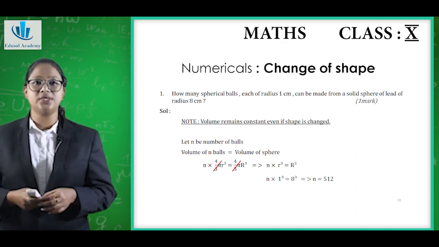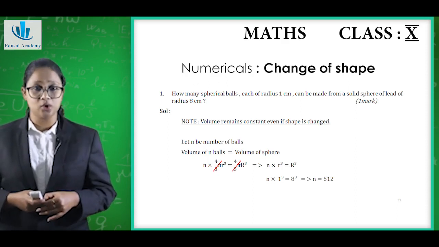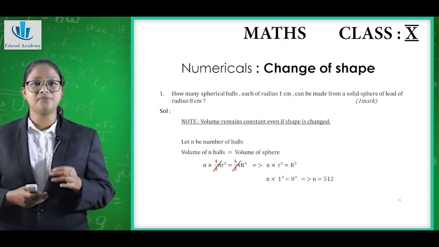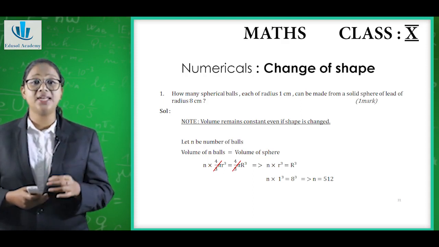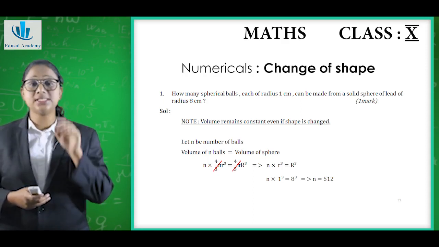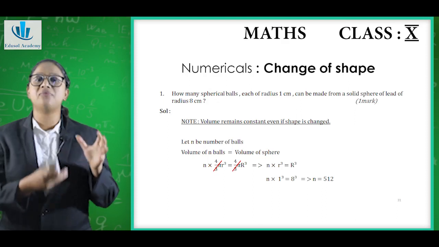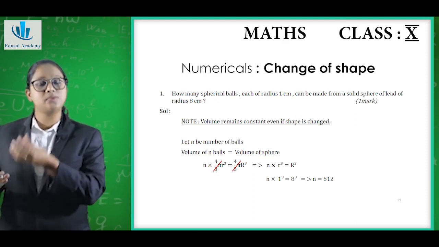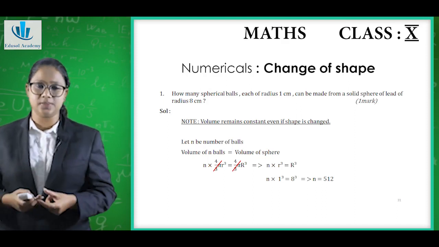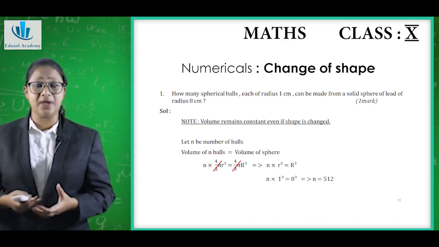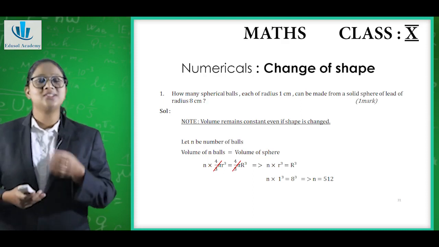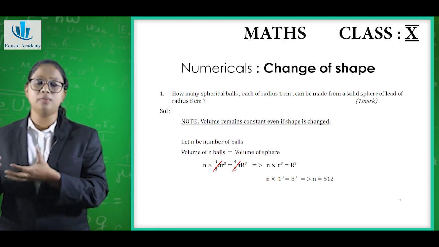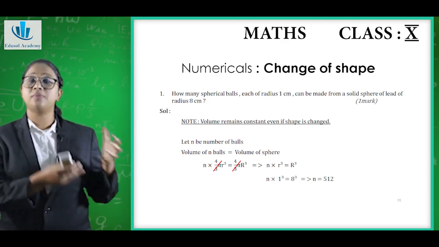Let's move to the first question. How many spherical balls, each of radius 1 centimeter, can be made from a solid sphere of lead of radius 8 centimeter? So in this case, a huge sphere of radius 8 centimeter is to be reshaped into several small spheres of radius 1 centimeter. And we are supposed to find the number of that many spheres. So let's take the number be n. So n into volume of small balls is equal to volume of the big sphere.